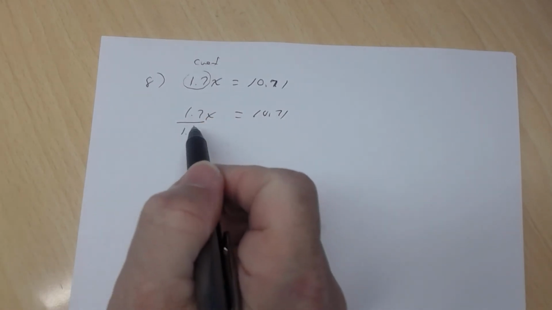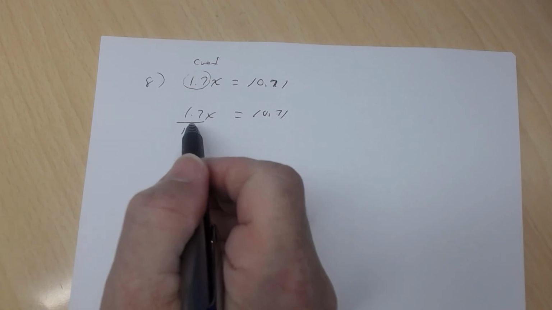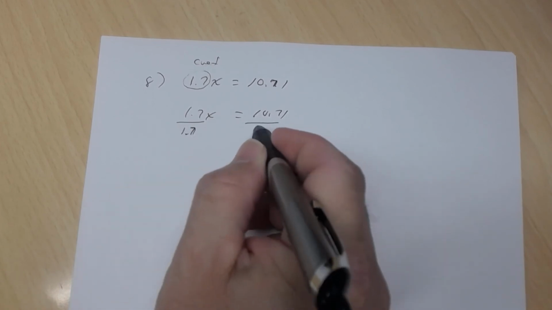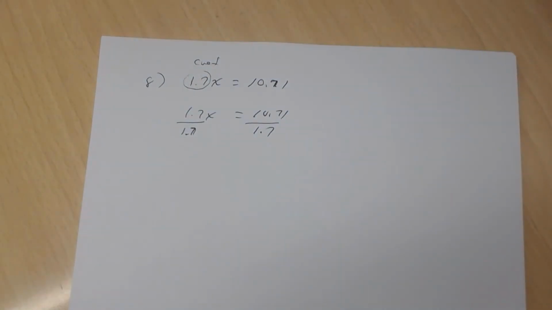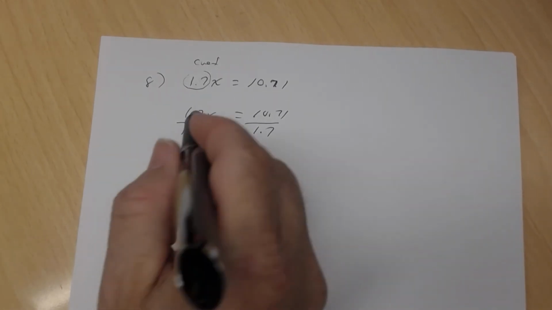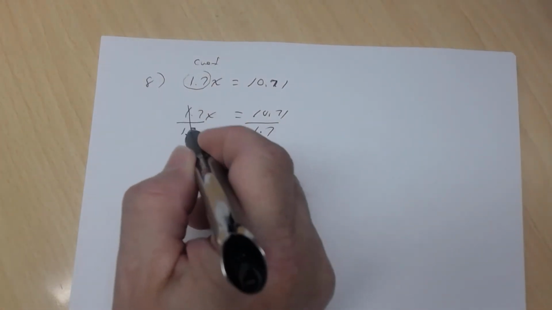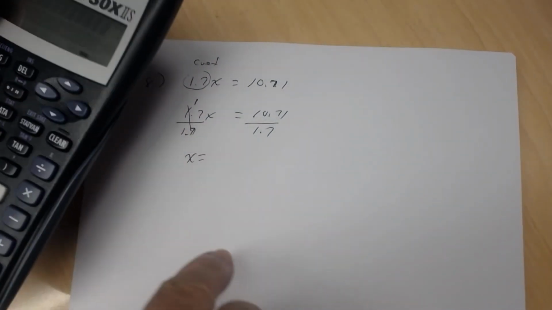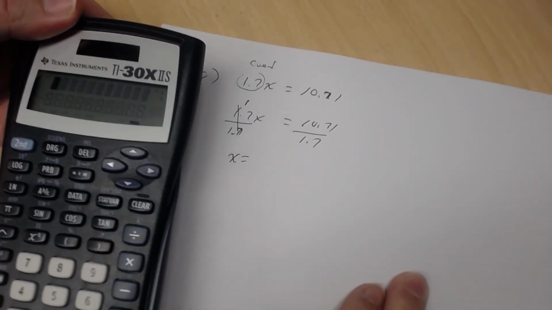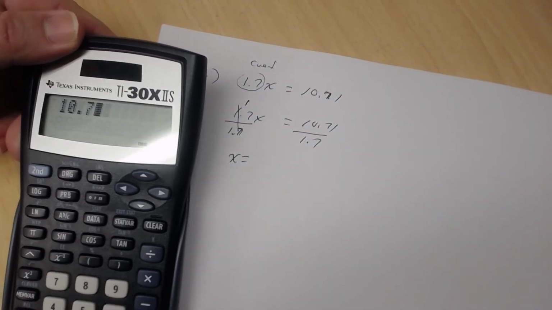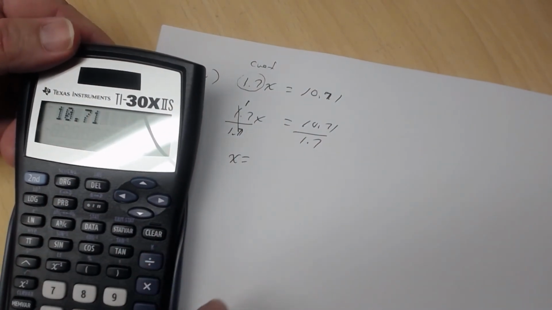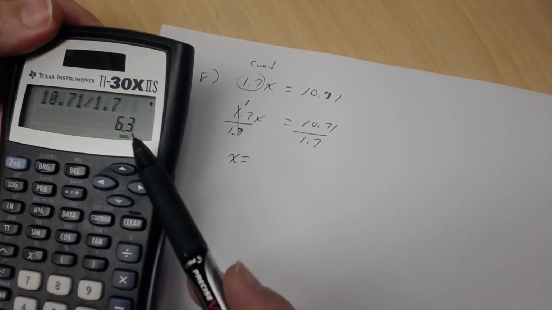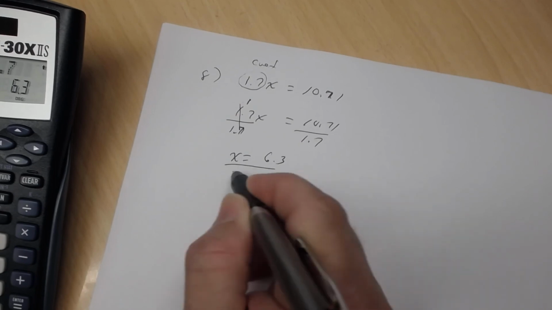Mathematically, the correct way of saying 1.7 is 1 7/10, so I'm going to divide both sides by 1 7/10. Remember place value from last semester, that's what I'm talking about here. So 1 7/10 divided by itself is 1, and 1 times x is x. Then on your calculator, just use your calculator: 10.71, that's 10 and 71/100ths, divided by 1 7/10, and you get 6 3/10. So you get 6.3. That's your solution.